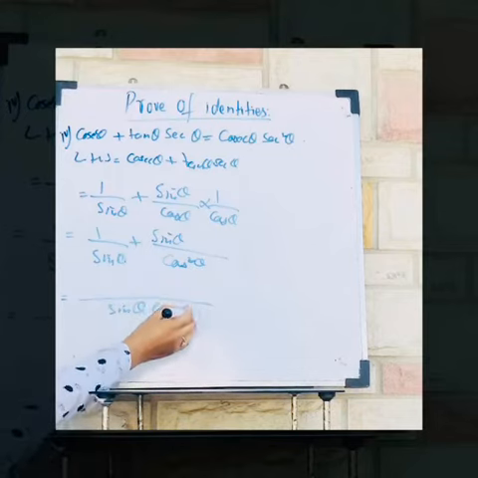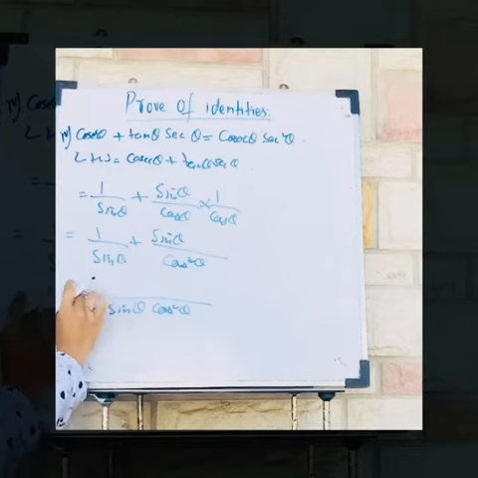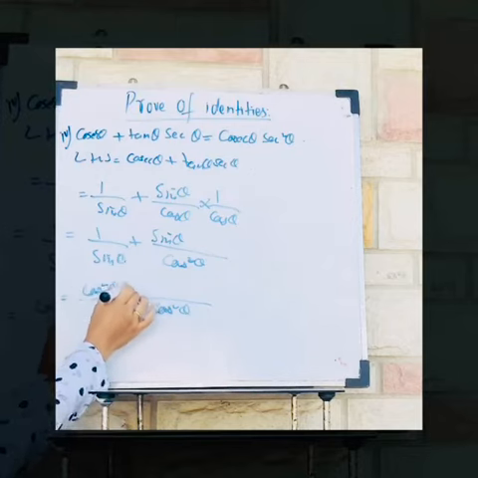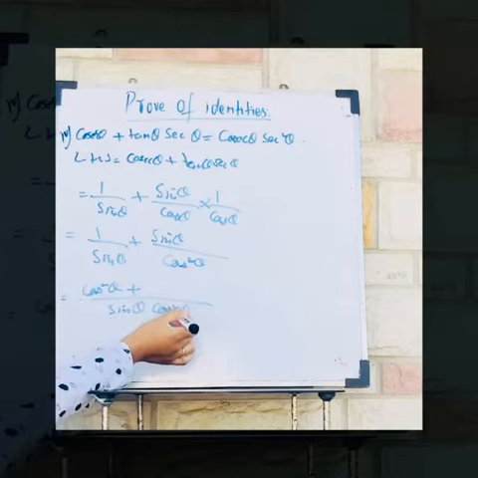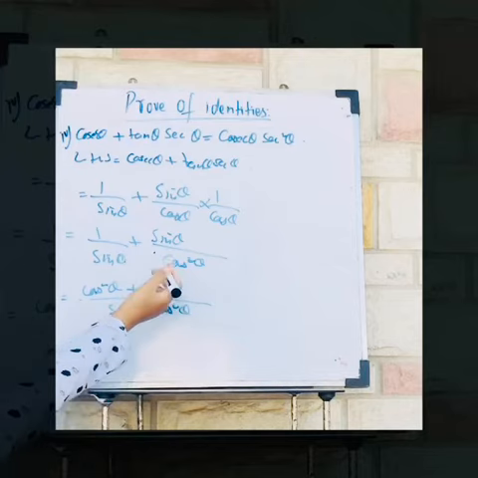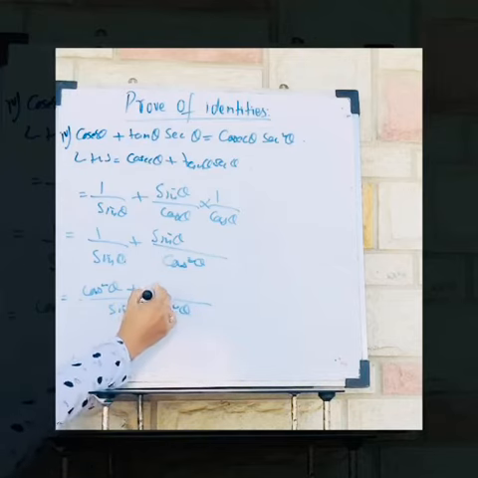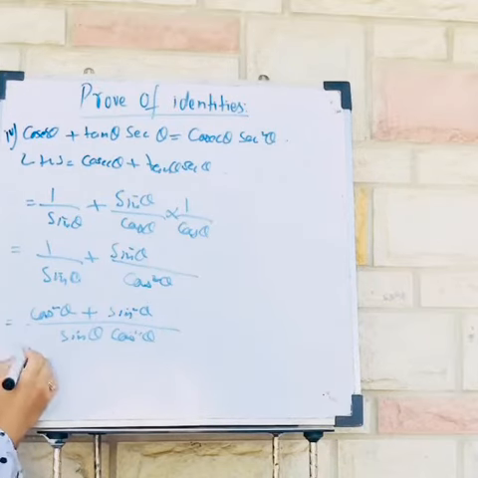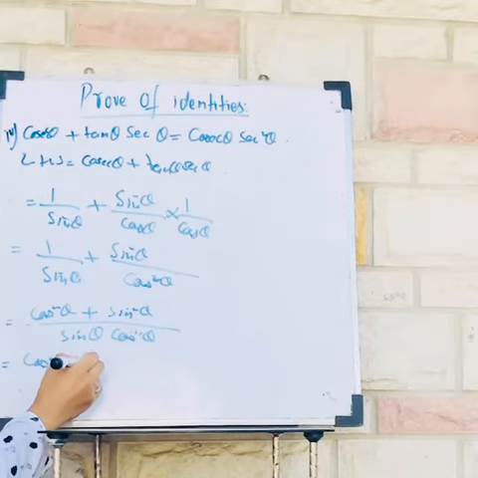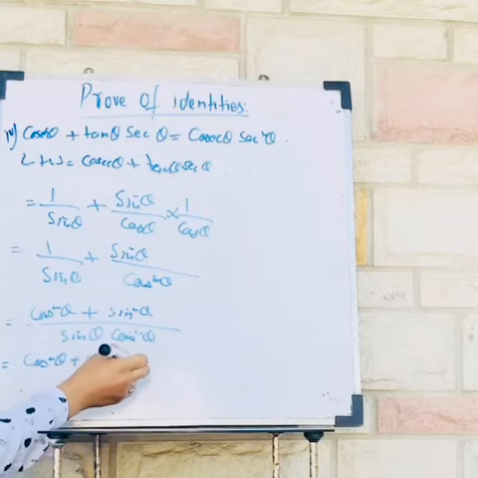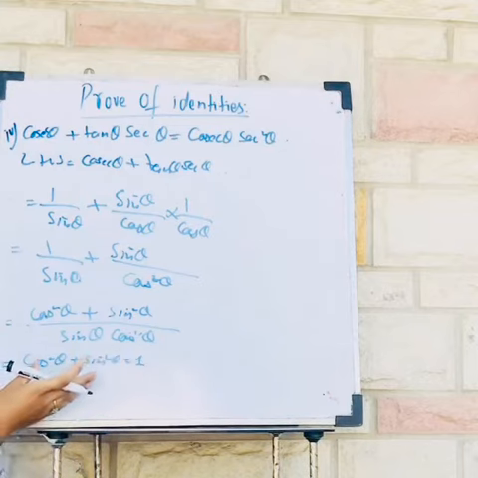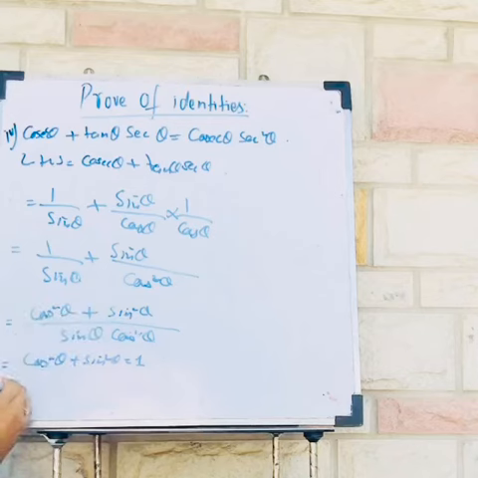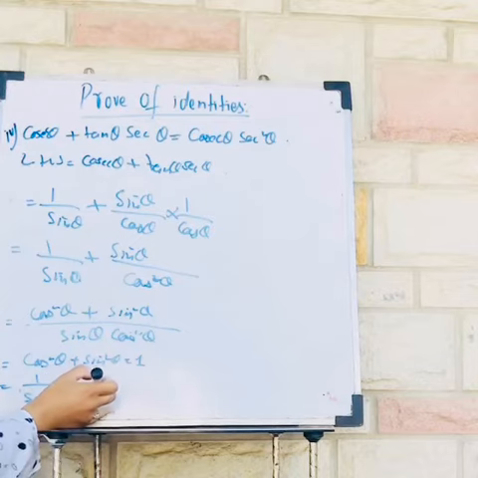Sine is cancelled with sine. I get cos square theta plus, cos square is cancelled with this cos square, and I left with sine multiplied with sine, which is sine square theta. I told you many times, cos square plus sine square is equal to 1. Again, I have to use this identity or formula in here. 1 divided by sine theta multiplied with cos square theta.